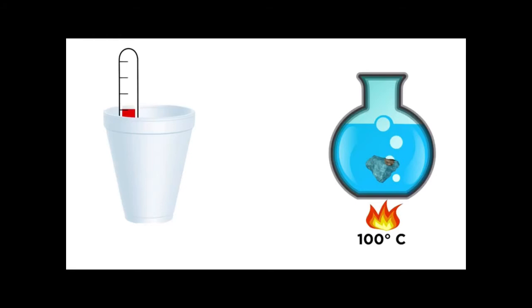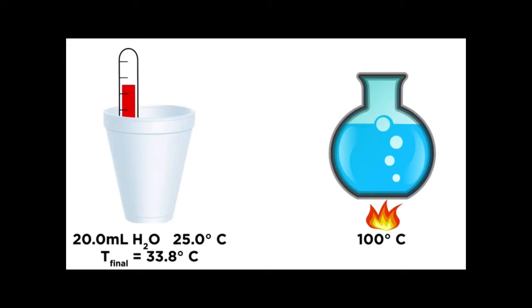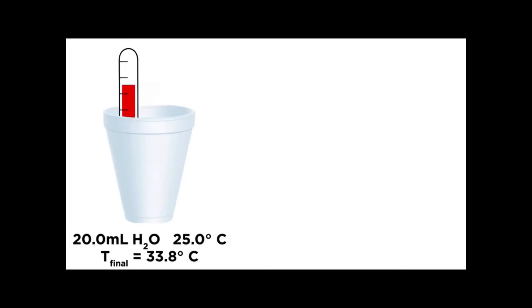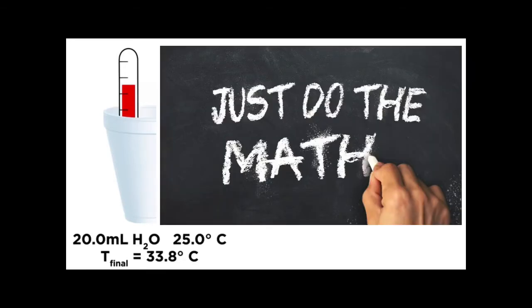Then you place it in a coffee cup containing a known volume of 20 milliliters of water at room temperature of 25 degrees Celsius. The water in the cup will heat up slightly as the heat from the metal flows into the water, and we can record the resulting change in temperature, writing down the final temperature, and then you just do the math.